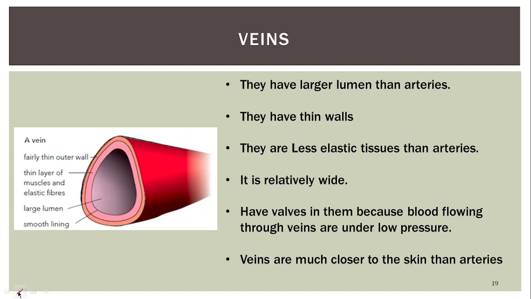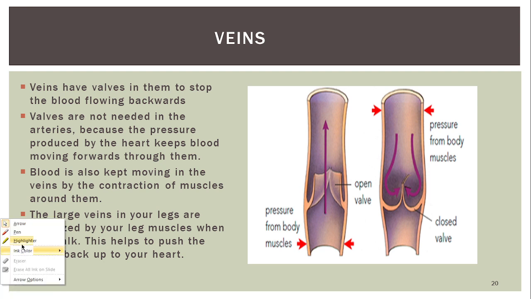Veins have a larger lumen, refers to this again, than arteries. They have thin walls, less elastic, relatively wide, and they do have valves because blood flows under low pressure, and they are much closer to the skin, which is why when you check your hand, you see your green veins. Sorry.